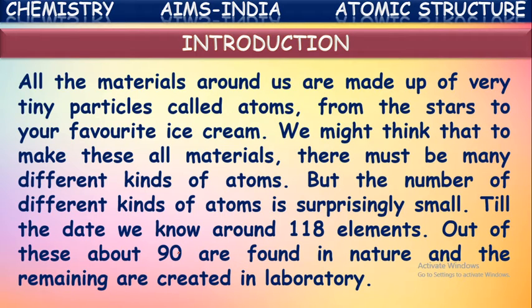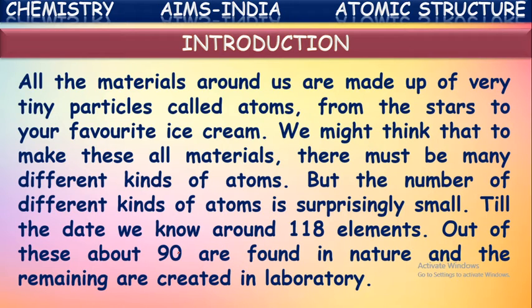Who might think that to make all these materials, there must be many different kinds of atoms, isn't it? We see around us so many kinds of materials which are made up of different kinds of matter. So we might think there should be so many different kinds of atoms to make these many different materials. But in fact, the number of different kinds of atoms is surprisingly very small. It is almost around 118 elements. Till date, we know around 118 elements only. So only with these 118 elements, these crores of different kinds of materials are made.